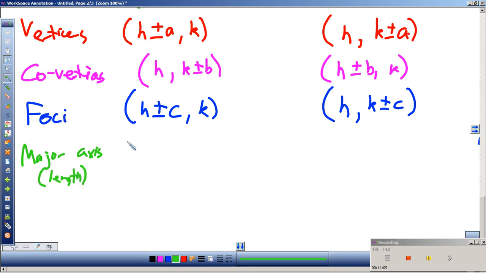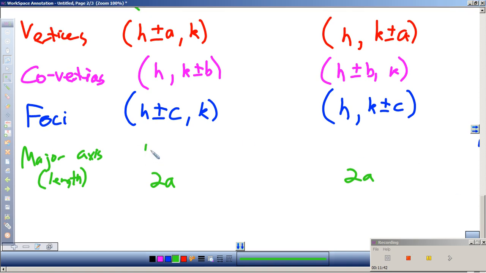So I'm going to put here, what is the equation for the major axis? And here, what's the length of the major axis? What is the length of the major axis first? Or from vertex to vertex? 2a. Over here? 2a still. Because remember, a is still talking about your major axis. And where is that located? Yeah, y equals k. And over here? x equals h.